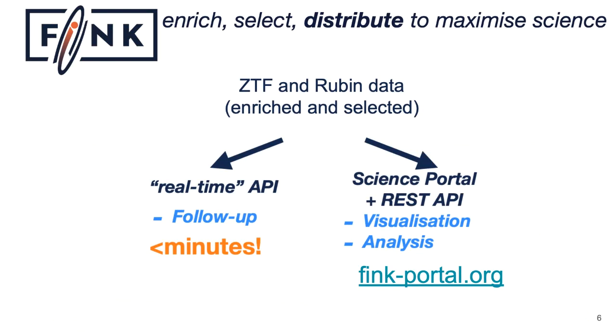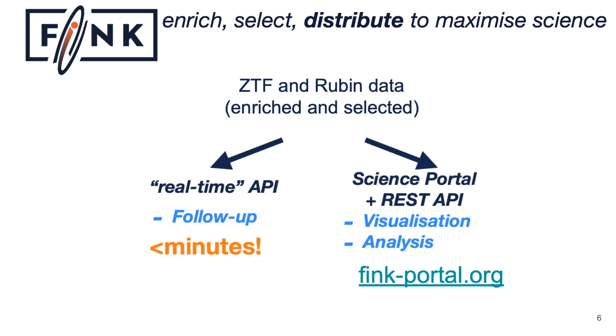So there are 2 ways that the brokers can distribute data. One of them is to trigger follow-up, like, for example, a real-time API. That's what we have. It can be a Kafka stream. It can be like a Slack bot. It can be whatever you want that is automatically triggering a follow-up or a reaction. But it can also be a little bit like a human-based thing, like a web portal or a REST API, so you can query the database and do your science analysis from home, from your computer or at work. So this is how it's structured for the production mode, which is using data from the surveys.